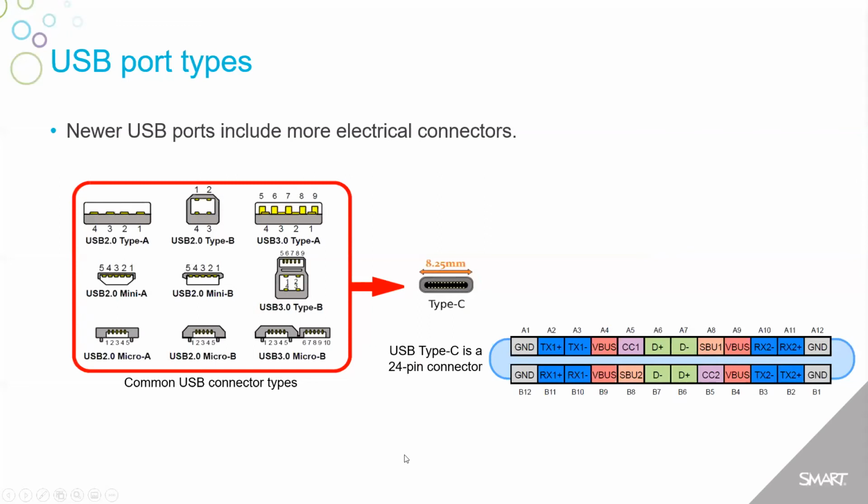The cables themselves have gone through a lot of changes. USB 2.0 Type A and Type B connectors typically had about 4 electrical contacts on the connector, 4 wires in the cable. USB 3 added additional wires. There were 9 wires in the cables. Today's USB Type C cables use 24 connectors, so there's a lot more wires in the cables.